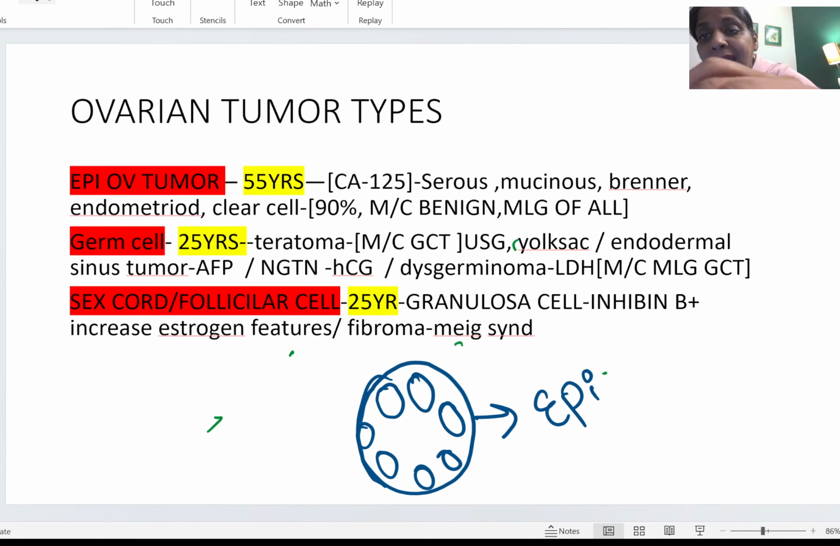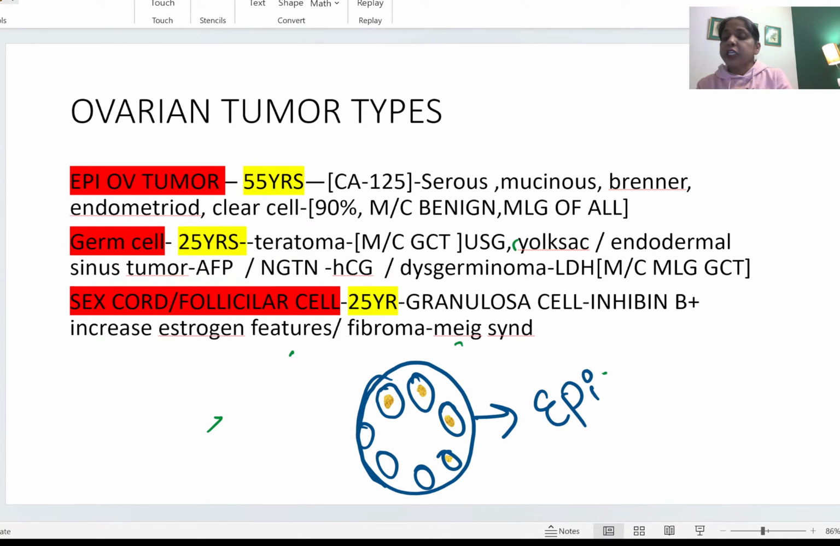Okay, and the follicle has a germ cell or ovum in it, right? If that germ cell becomes tumorous, then it is known as germ cell tumor. If the follicles become tumorous, then it is known as follicular cell tumor. What are the three types of ovarian tumor? Epithelial ovarian tumor, germ cell tumor, and the sex cord or follicular cell tumor.